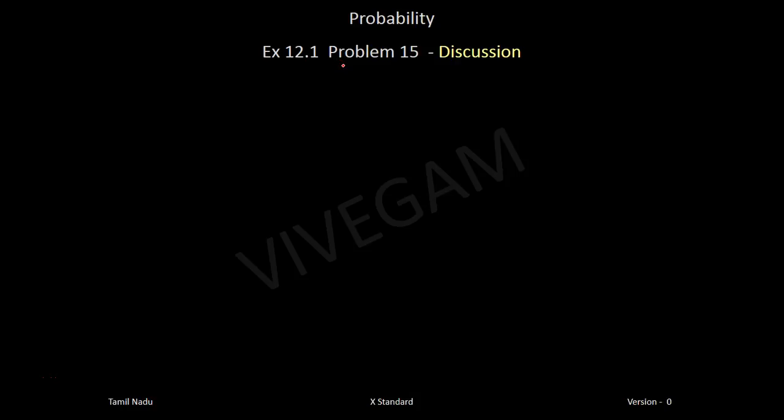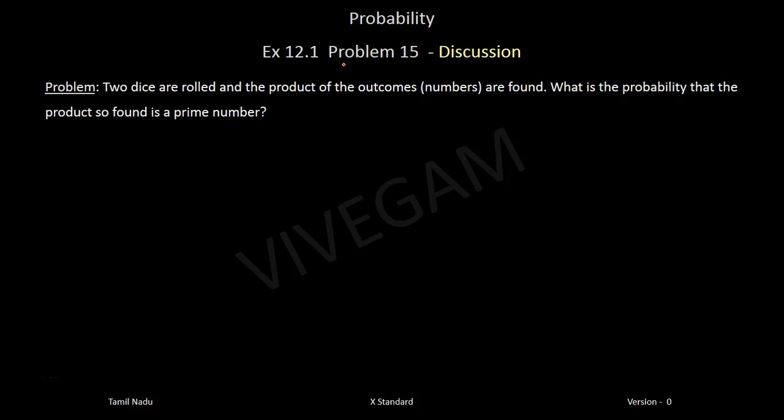Exercise 12.1, problem 15, discussion. So let's read the problem. Two dice are rolled and the product of the outcomes, numbers, are found. What is the probability that the product so found is a prime number?